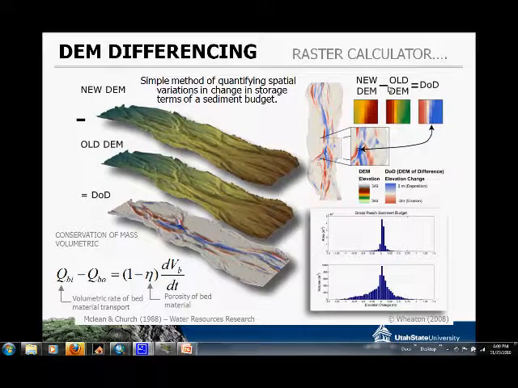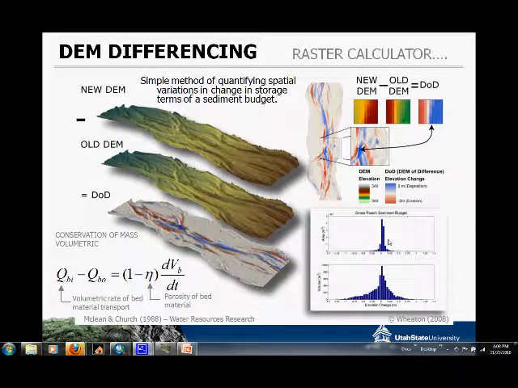And if we do it in that order, positive values should correlate to deposition, shown here in blue in both of these figures, and negative values in red should correspond to erosion. And so what we have then is a spatial map of erosion and deposition.